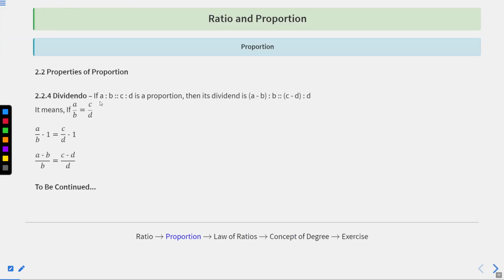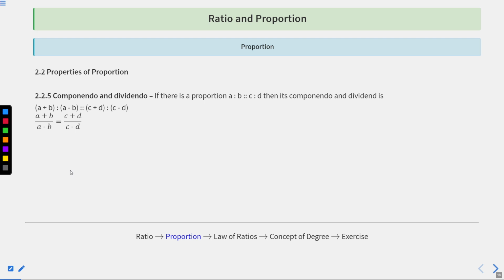Dividendo. If this is the proportion, then its dividendo is A minus B is to B is to C minus D is to D. It means if A upon B is equal to C upon D, then we do minus 1 on both sides, then the dividendo is given by A minus B upon B equal to C minus D upon D.